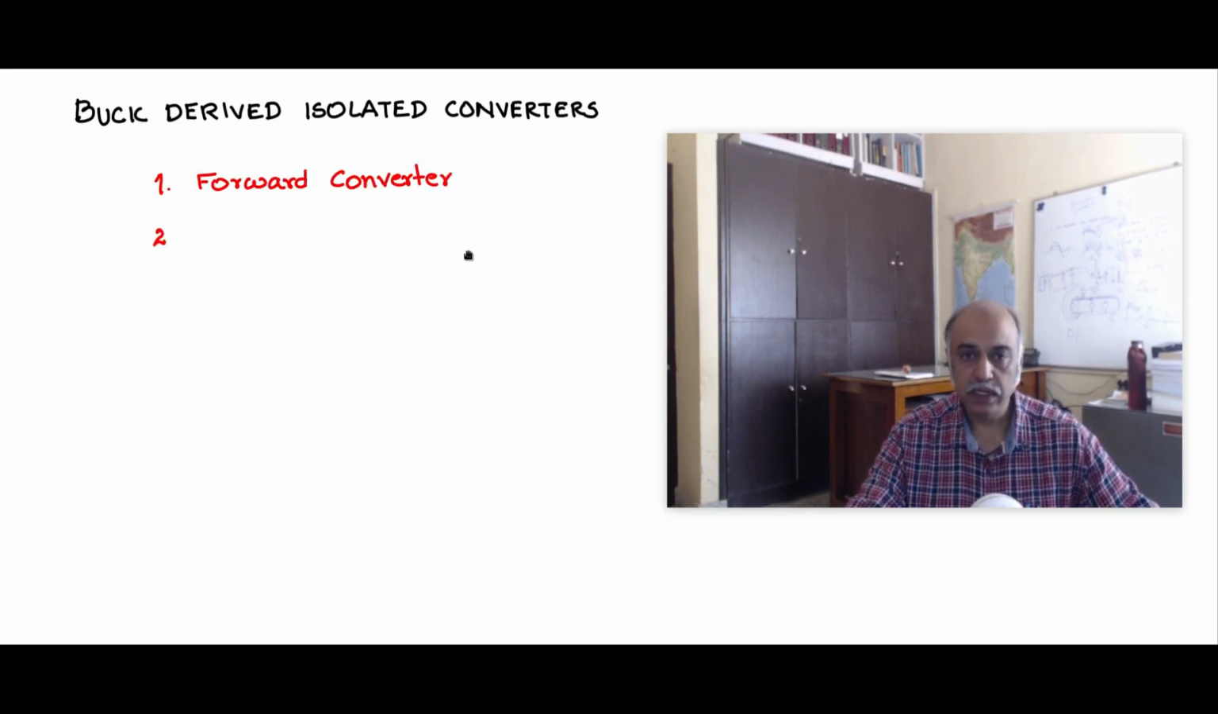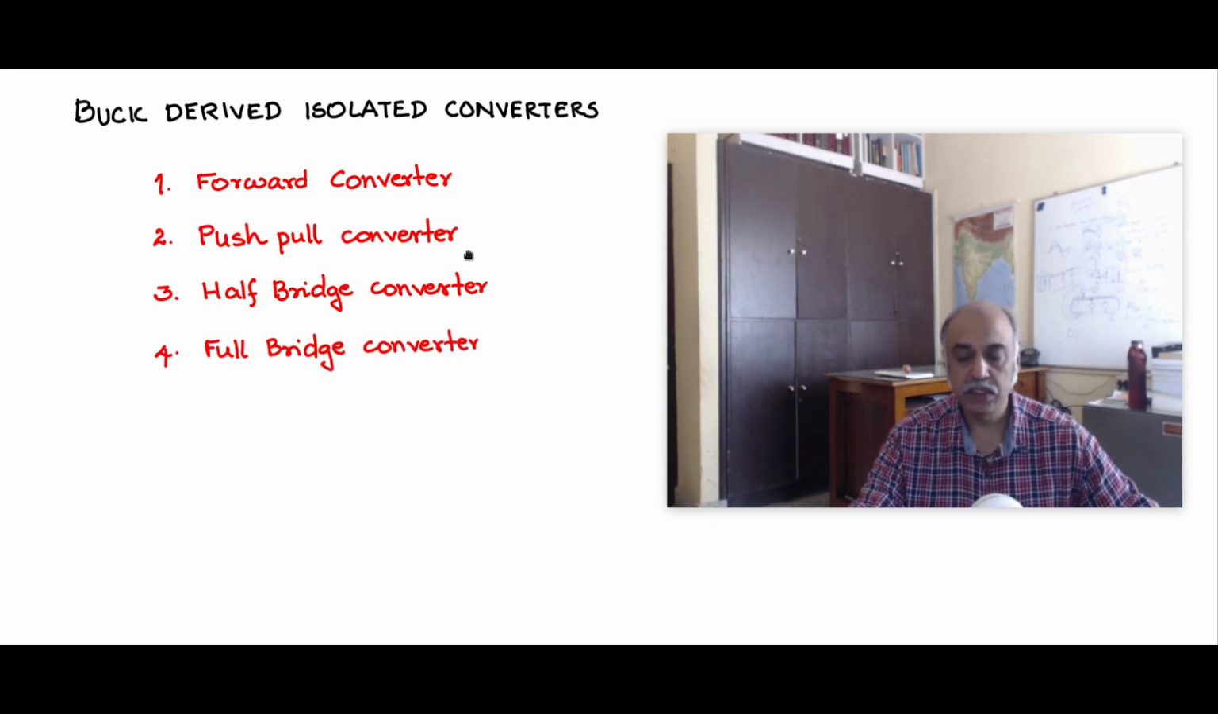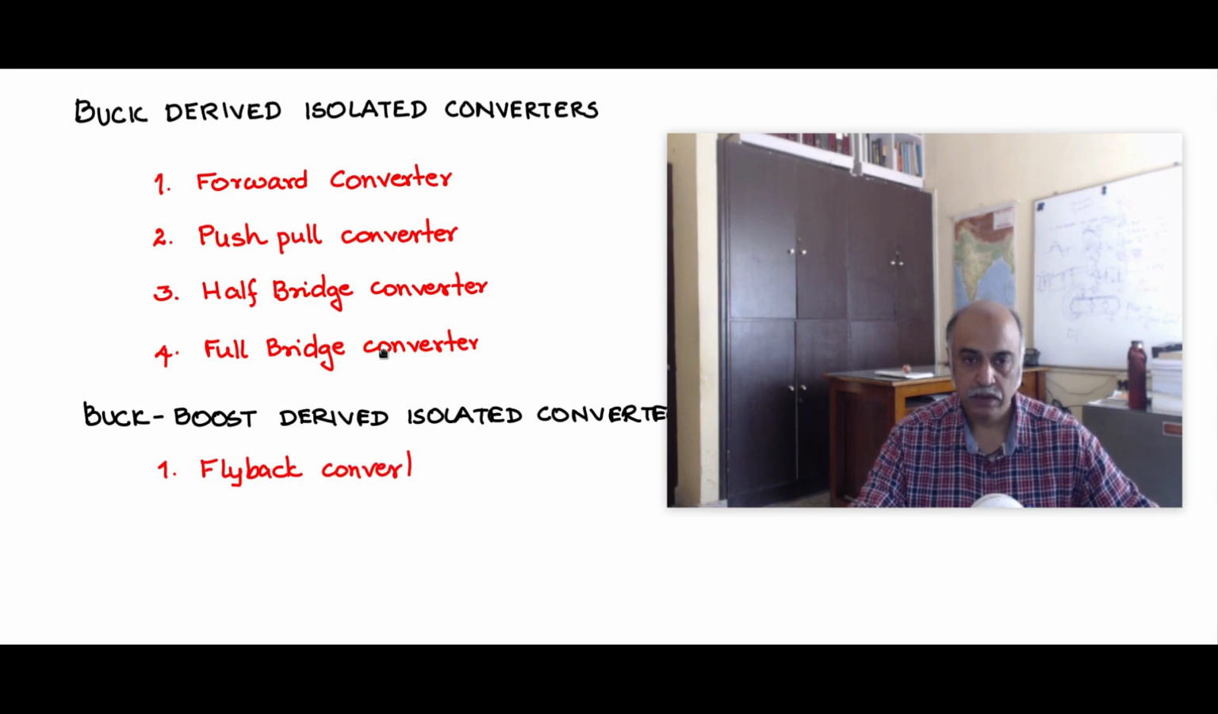One is the forward converter, issues involved with that, and then we have the push-pull converter, then the half bridge converter, followed by the full bridge converter. These four are the important converters which are very popular in most power electronic equipment, and we will discuss these. Then on the buck boost derived isolated converters, there is one very important converter which is one of the most popular converters in use, and that is the flyback converter. So we will discuss this flyback converter also.